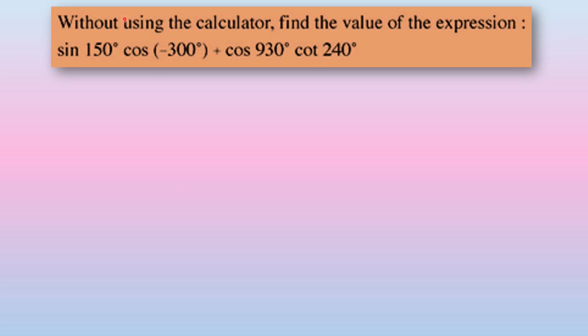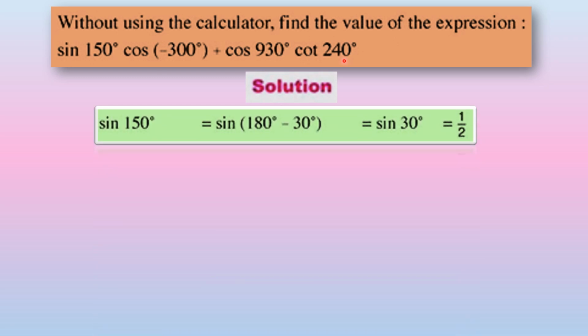For example, without using a calculator, find the value of the expression sine 150 cosine negative 300 plus cosine 930 cotangent 240. The solution: first, sine 150. 150 is in the second quadrant. In the second quadrant, the operation is 180 minus, so it will be 180 minus 30. Sine 180 minus 30 equals sine 30. That equals half.